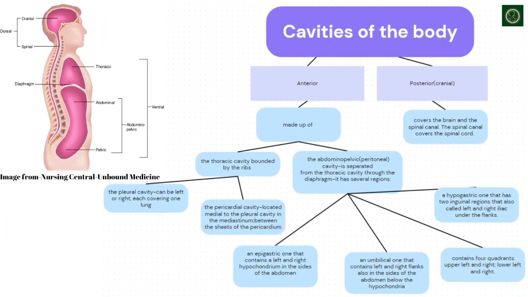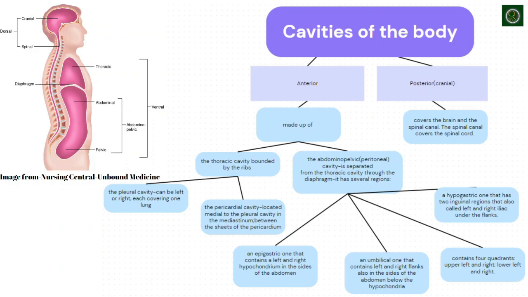The body has two main cavities, one posterior and one anterior. The posterior one is called the cranial cavity and covers the brain, and the spinal canal, which covers the spinal cord. The anterior cavity is made up of the thoracic cavity, bounded by the ribs, and the abdominopelvic cavity, which is also called peritoneal. The thoracic cavity consists of the pleural cavity and the pericardial cavity.